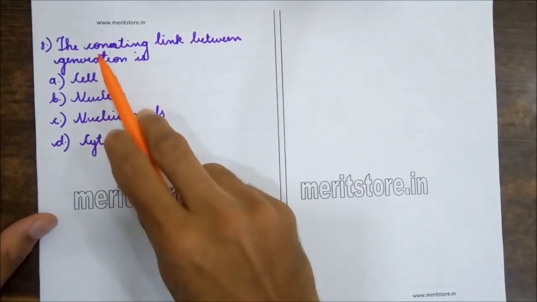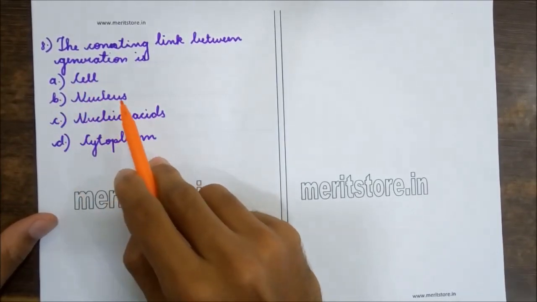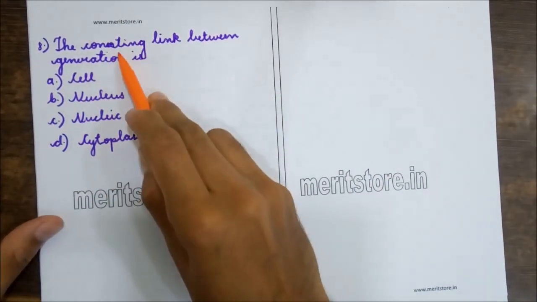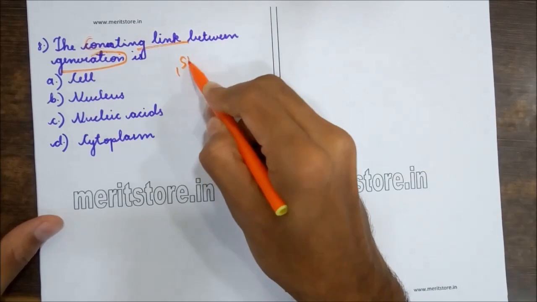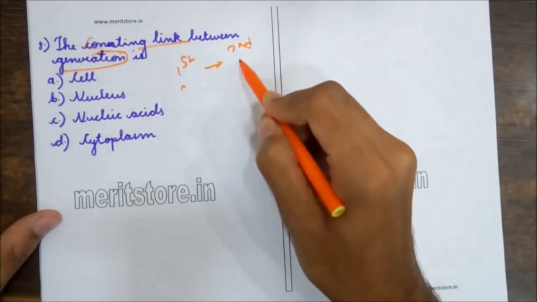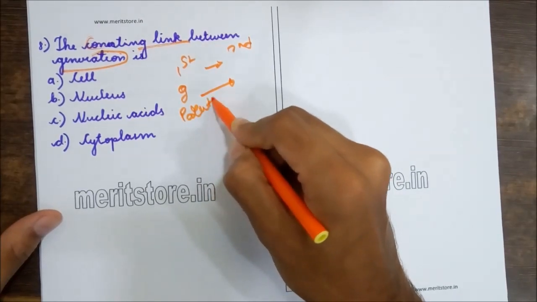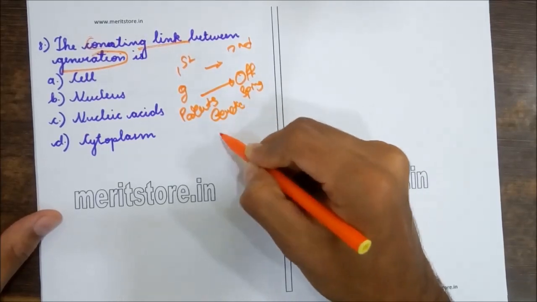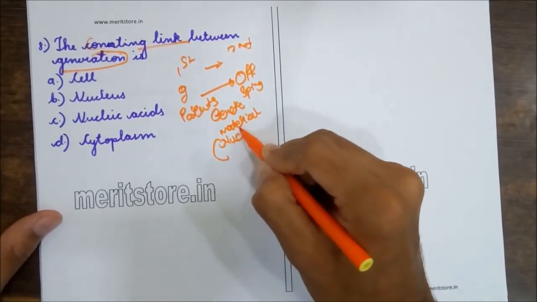Question number 8. The connecting link between generation is option A cell, option B nucleus, option C nucleic acids, and option D cytoplasm. Connecting link between generation means the one which connects both the generation. There is first as well as the second generation. So from the first generation to the second generation, there is only one thing which is transferred from parents to their offsprings, which is their genetic material. And this genetic material is known as nucleic acids.